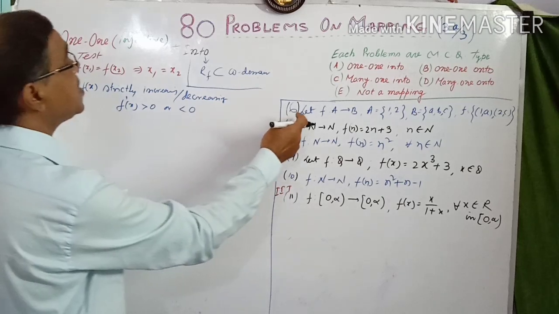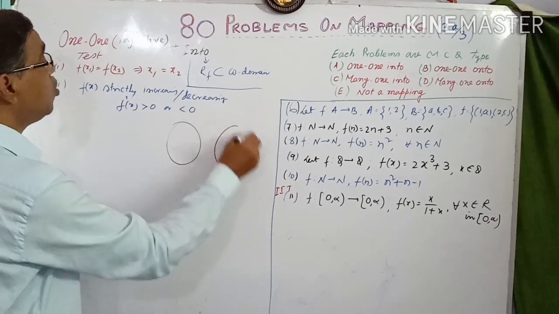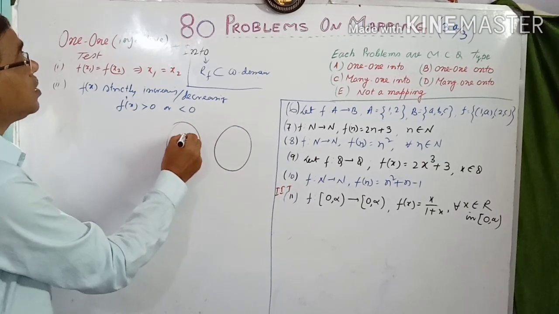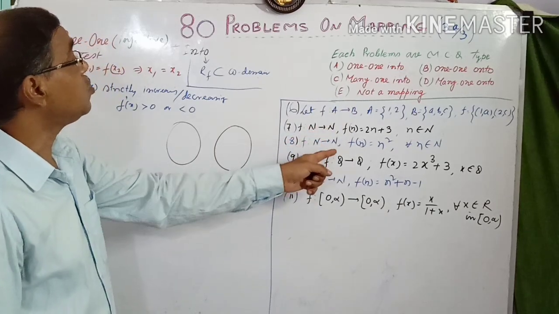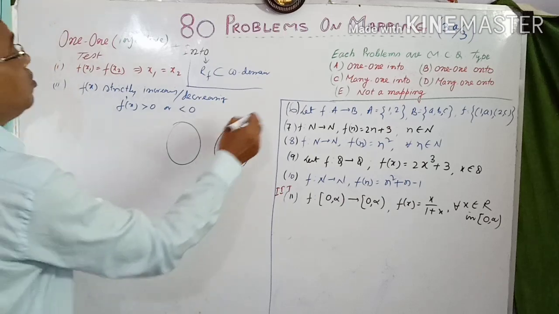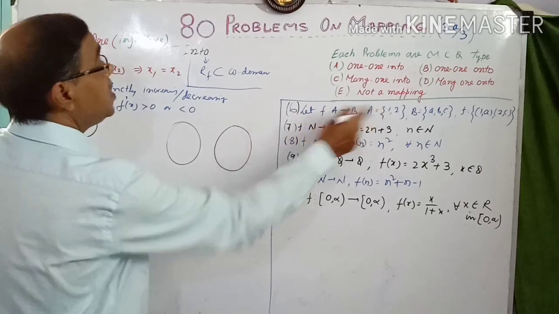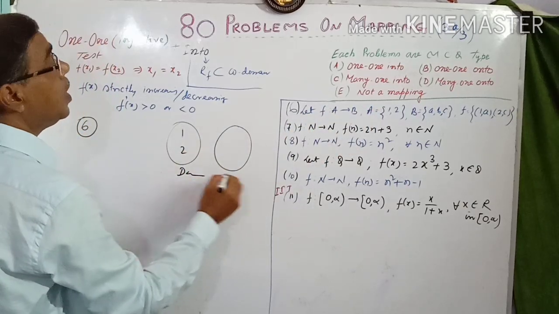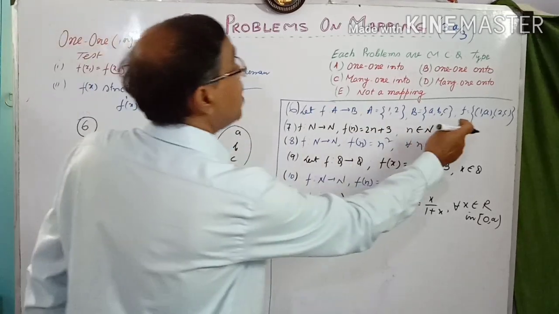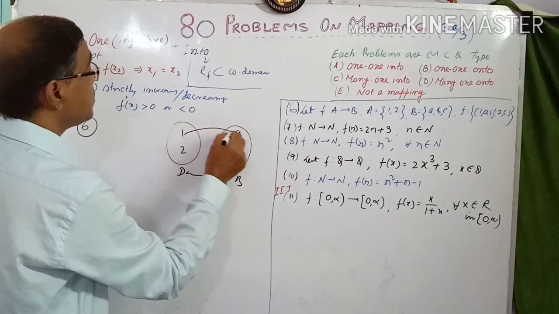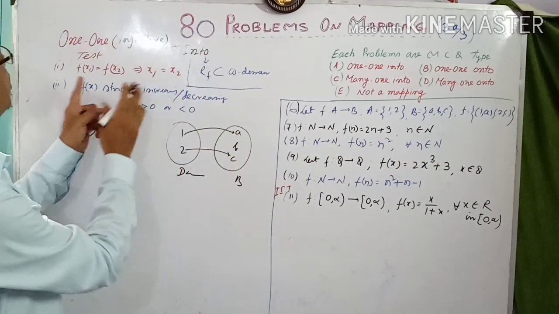At first, I discuss this type of problem in which the elements of the domain and codomain are discrete, that is N to N or Z to N. Now, for the sixth problem, the domain is {1, 2} and the codomain is {a, b, c}. The mapping is 1 to a and 2 to c. That is a one-one correspondence.